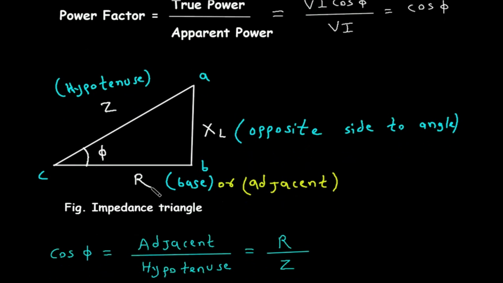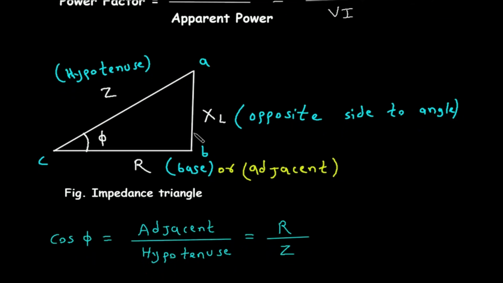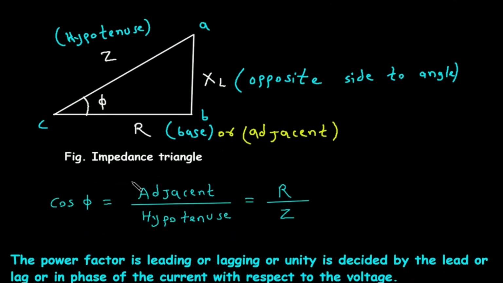Now this is the impedance triangle. This will be Z or impedance. This will be inductive reactance XL and this will be resistance R. Now if we take this as a right angle triangle, then this will be the hypotenuse, this will be the opposite side to the angle, and this will be the base or adjacent side. Now cos phi is equal to adjacent side upon hypotenuse. So here the adjacent side is R and the hypotenuse is Z. So power factor cos phi is equal to R by Z.